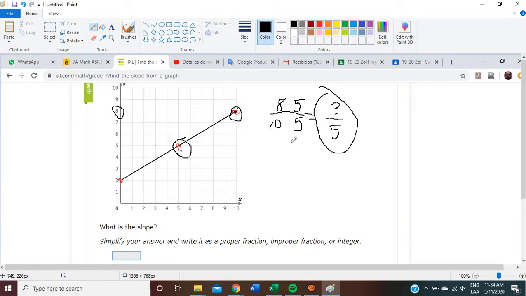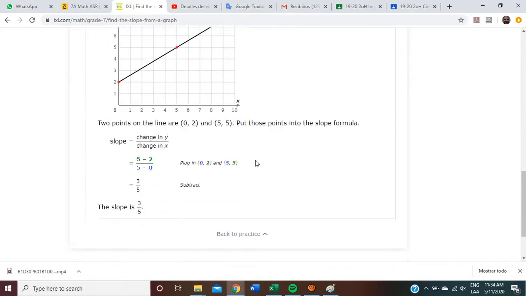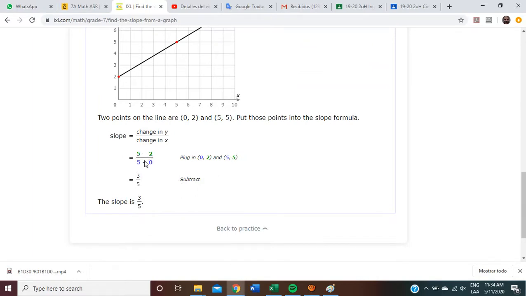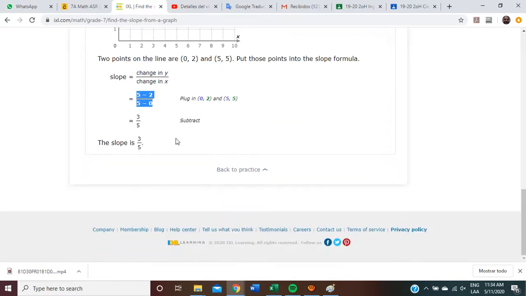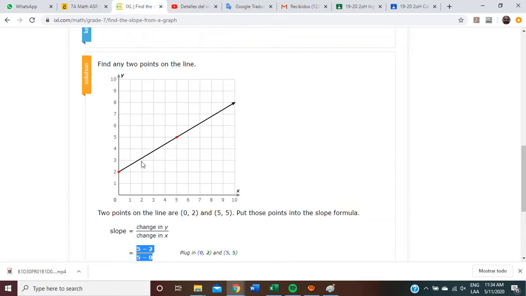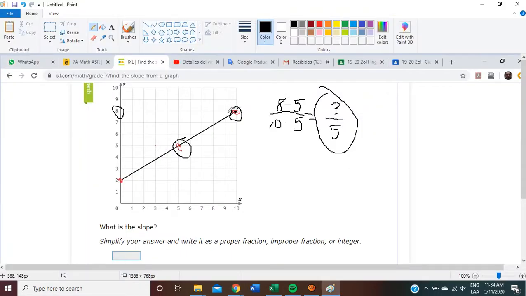Pretty easy, right? All right, so let's check our answer. And yes, 5 minus 2 and 5 minus 0 is 3/5. They have different numbers here. Why? Because they used this dot and this dot. Remember that I used this one and this one, and it gave me 3/5. Well, they are using this and this. But what if you want to use this and this, okay? The result is going to be the same.